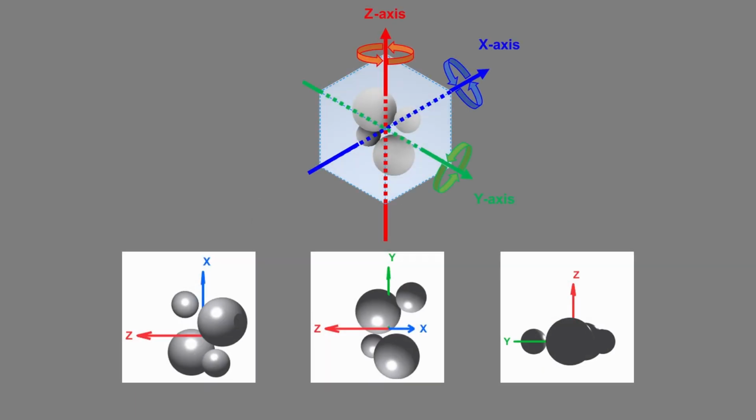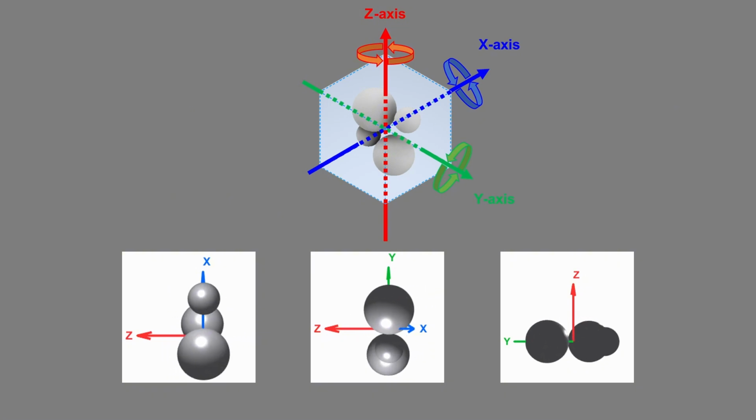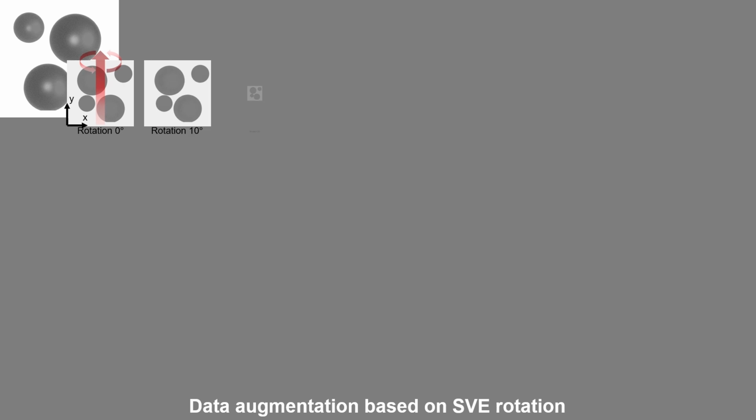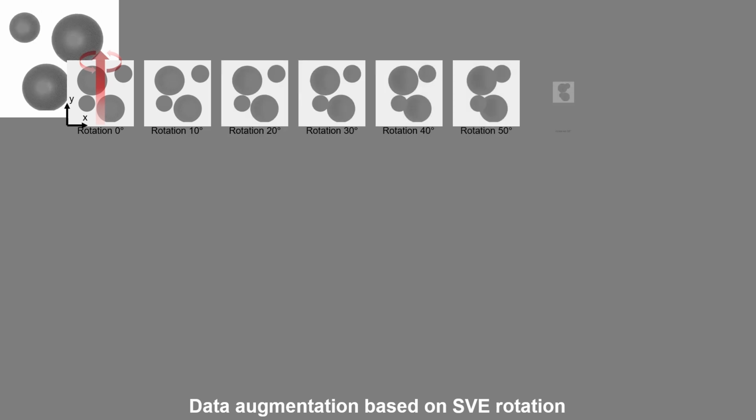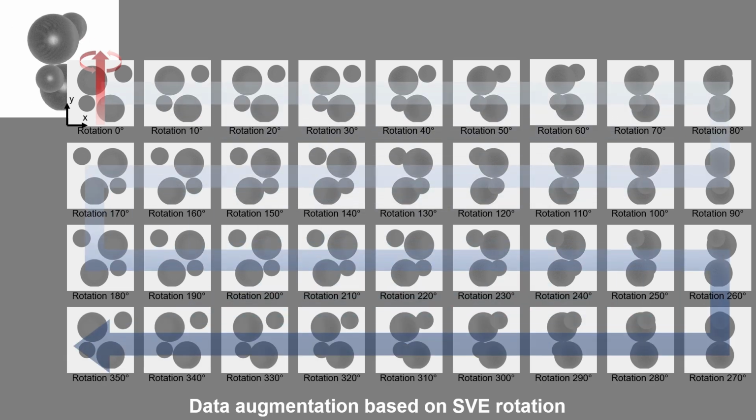Using the generated SVEs, 2-dimensional images are created for image-based learning. The SVE is rotated about its principal axes to generate multiple 2-dimensional views. Although the SVE remains the same, different rotation angles produce different views, which are used for data augmentation.